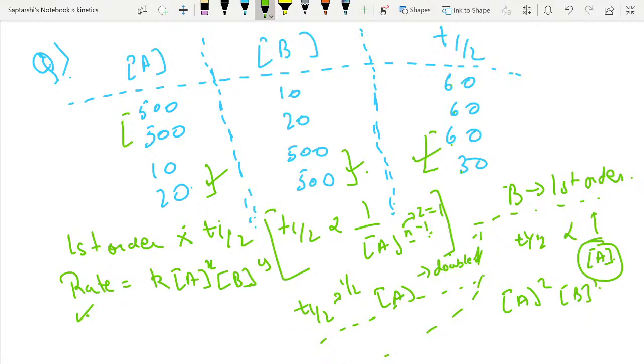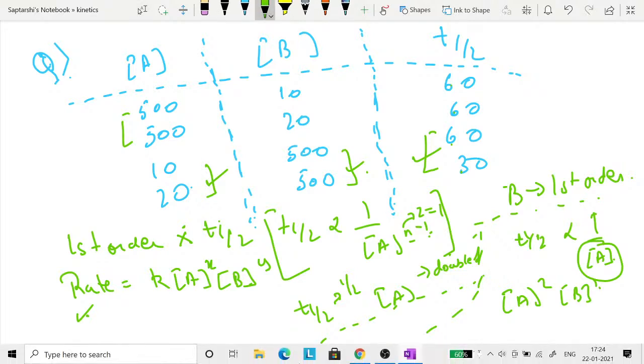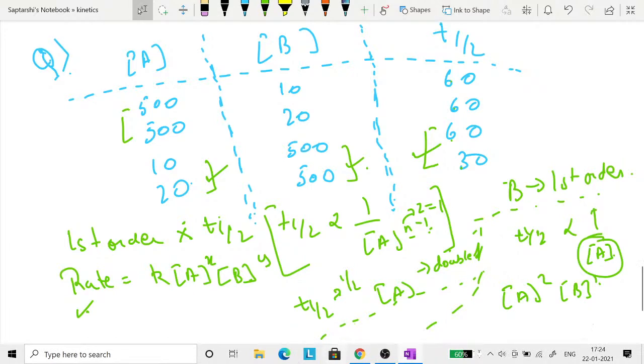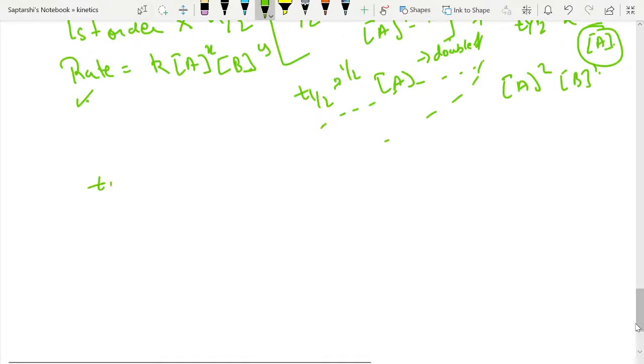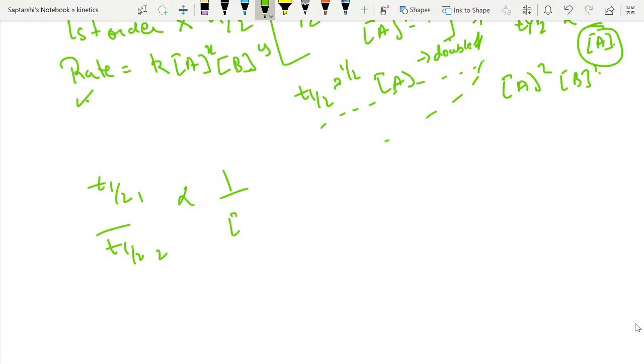One more trick that we can use, if you think this is a bit too tough for you to figure out, is to take the two t half values, like t half 1 and t half 2, and compare this with the two a values you have. So this will be like a1 because the proportion is n minus 1. This is like a2 to the n minus 1, right? So it's equal to, because we are taking both.